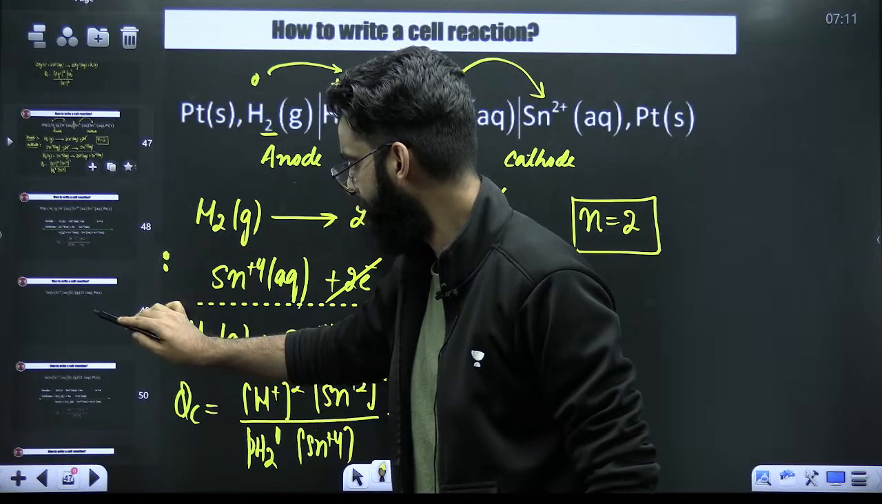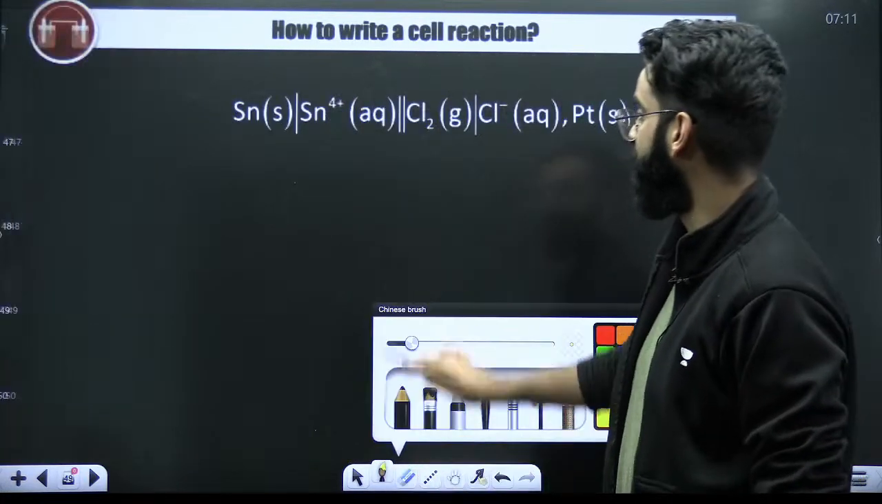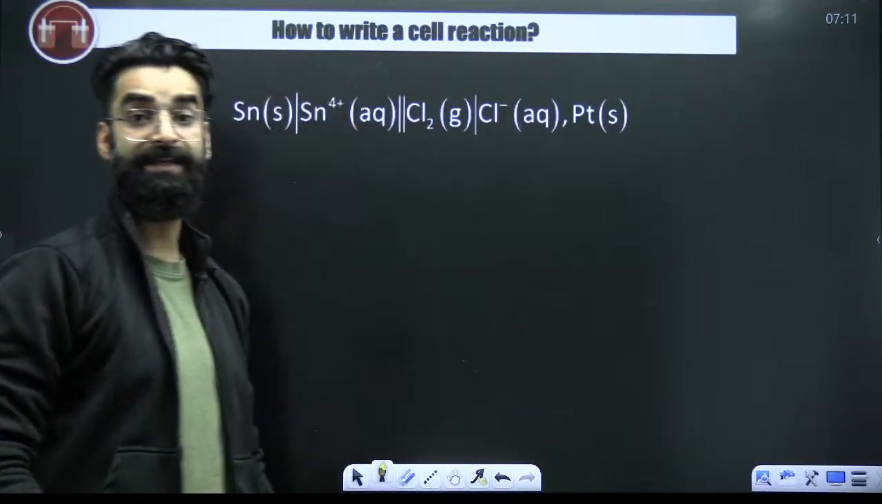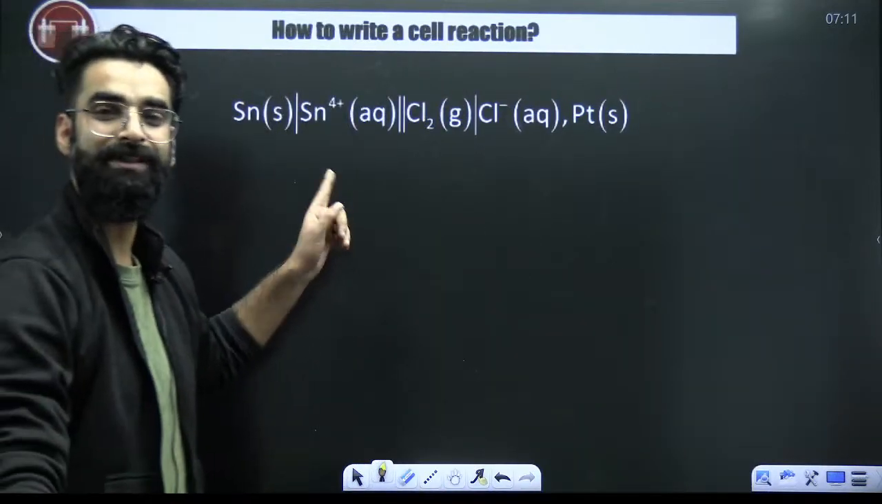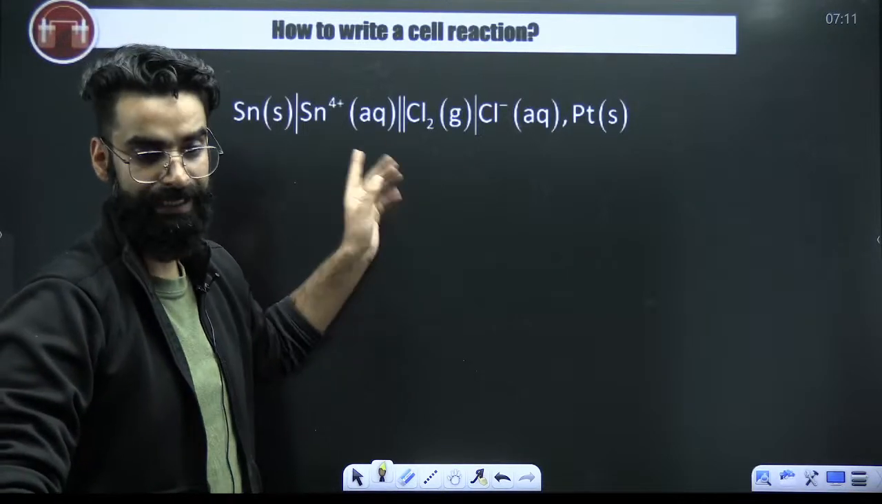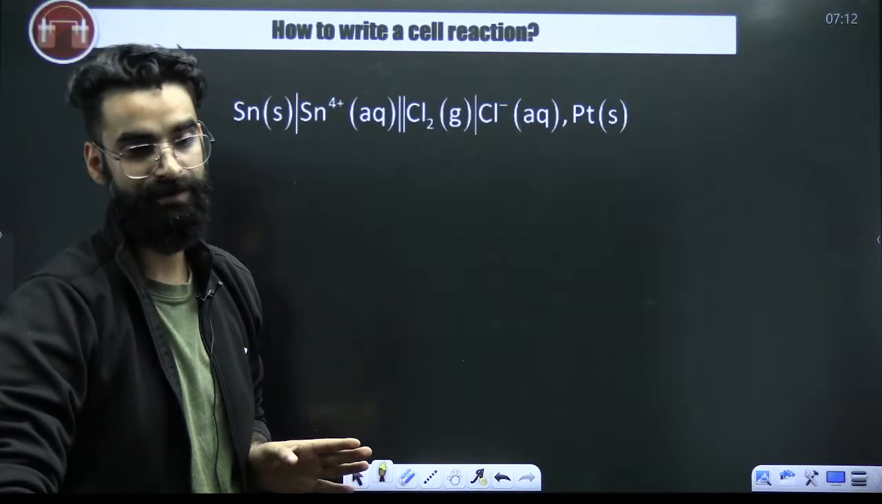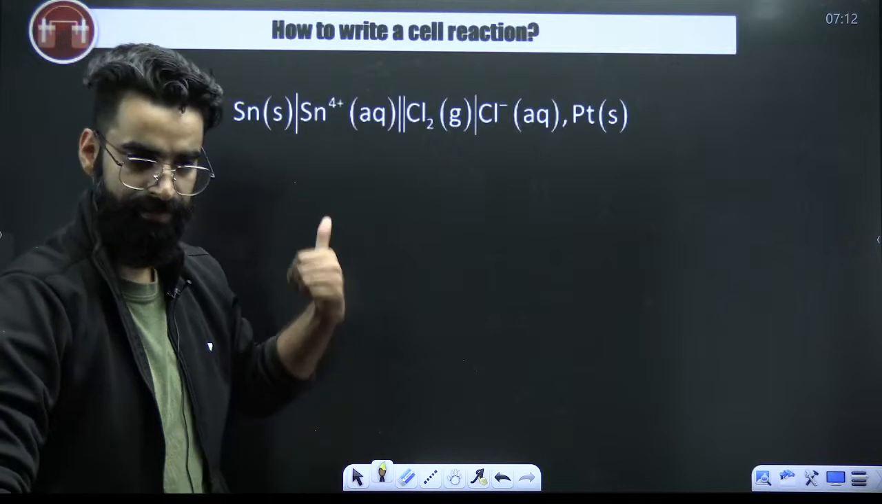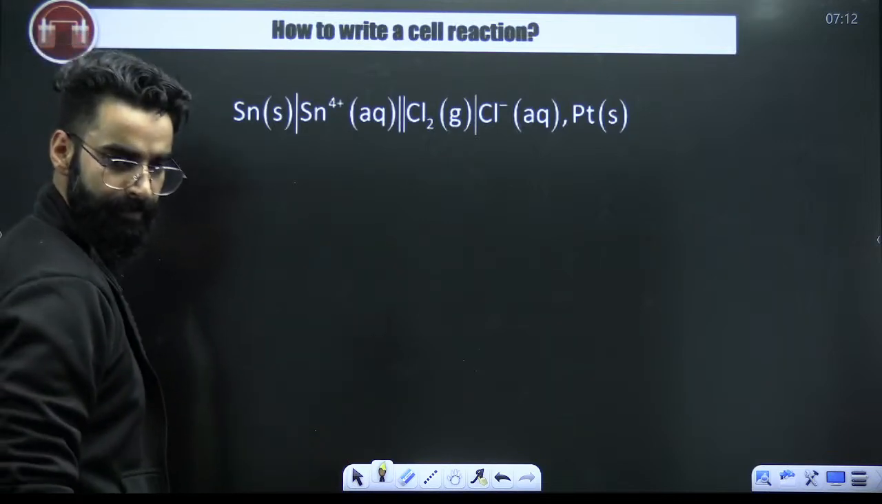Quickly, for example, this is the question. You have to write the net cell reaction, you have to write the Qc, you have to get the n value. Guys, these are the most important things which I'm teaching you right now, because if all these things are not clear, definitely electrochemistry can never be clear. Honestly, I'm telling you. Try to understand.